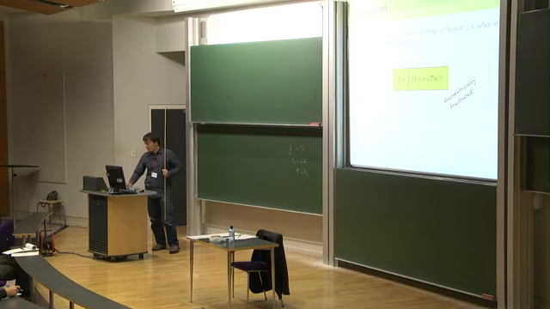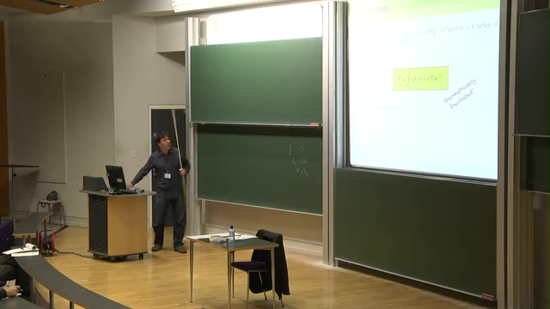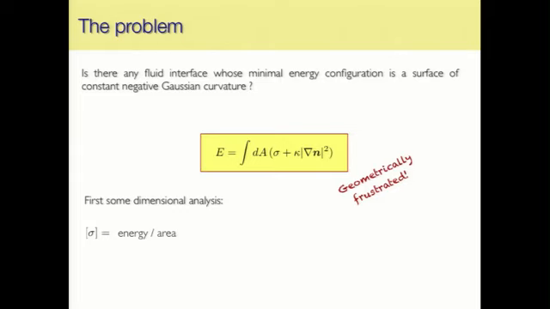Let's do some dimensional analysis. There are two parameters. One is sigma, and sigma has dimensions of energy over area. The other one is kappa, and kappa in 2D has dimensions of energy. And so the ratio sigma over kappa, let's take a minus sign here, has dimensions of Gaussian curvature. So we can expect, just from dimensional analysis, that we are going to obtain a surface whose Gaussian curvature is roughly given by this ratio. And this is actually exact. It's not an approximation. This is exact.